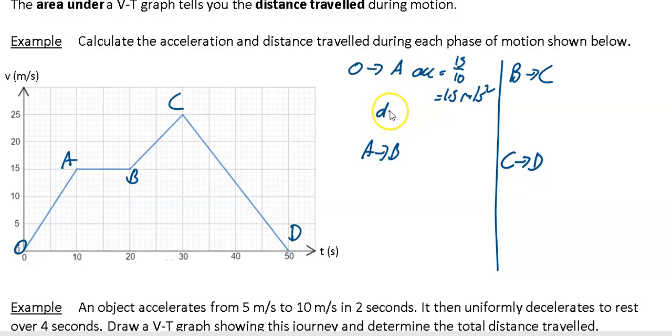And the distance, it's just a triangle. So it's a half times the base. The base of this triangle is 10. The height of this triangle is 15. And if you do that on your calculator, whatever way you want to do it, you get 75, and it's going to be meters.